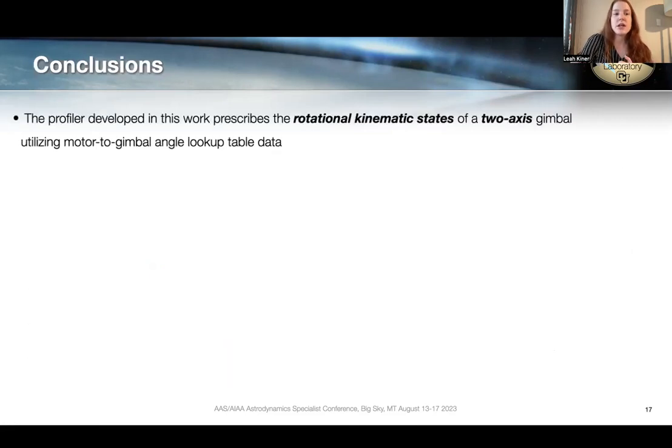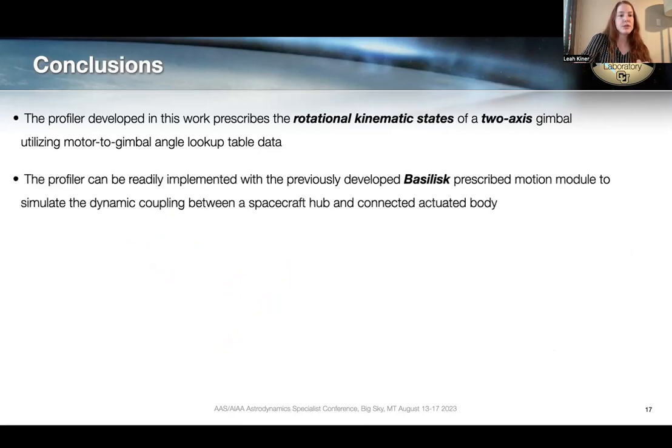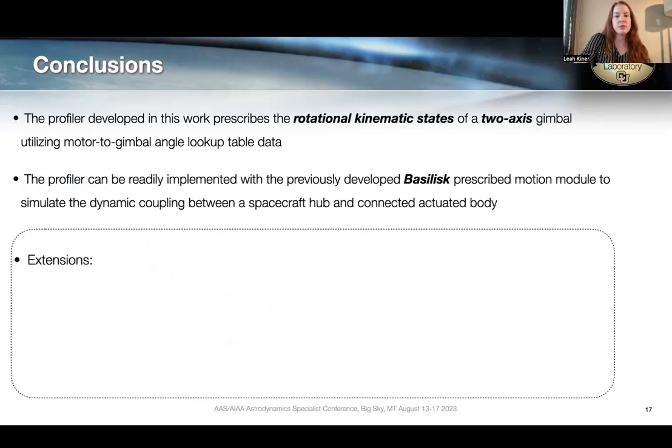So in conclusion, the profiler that was developed in this work prescribes the rotational kinematic states of a 2-axis gimbal that utilizes a motor to gimbal angle lookup table. And the profiler can be readily implemented into the previously developed Basilisk prescribed motion module to simulate the dynamic coupling between a spacecraft hub and connected actuated body.